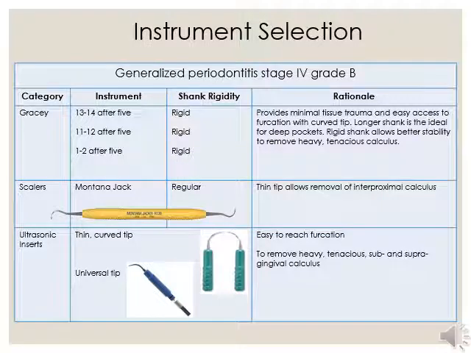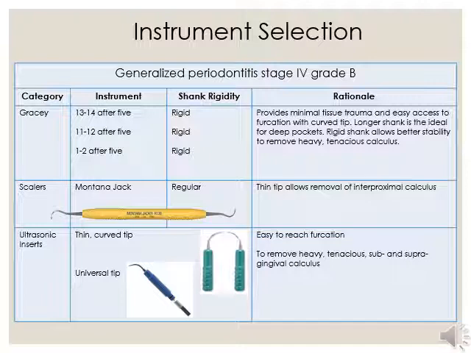The instrument selection for her treatment: I chose the Gracey 13/14 After Five Rigid for distal surfaces of the posterior teeth. Also, the 11/12 After Five Rigid for buccal or lingual and mesial surfaces of posterior teeth, and the 12 After Five Rigid for anterior teeth.